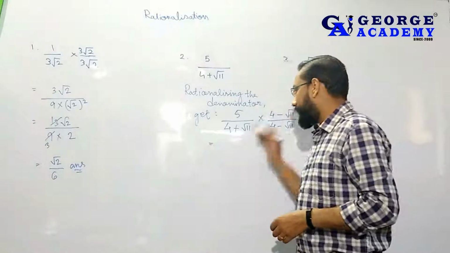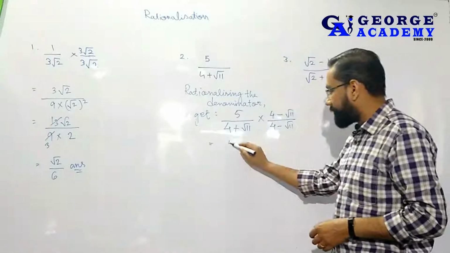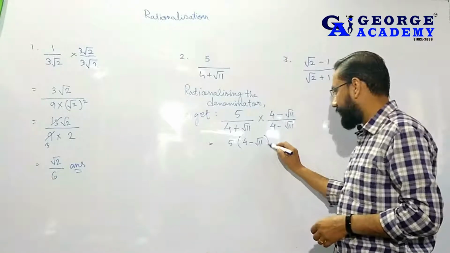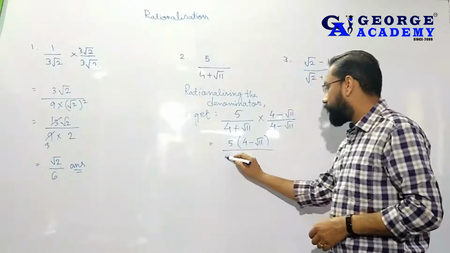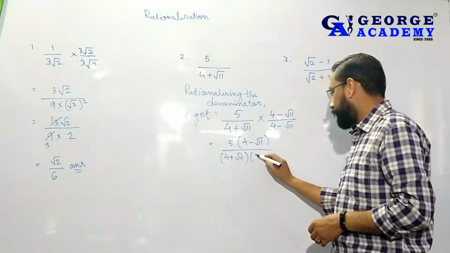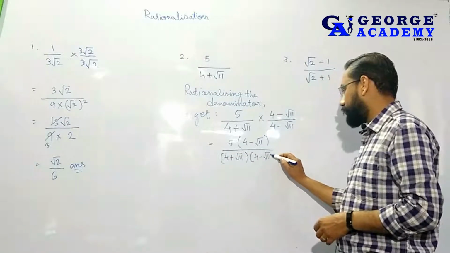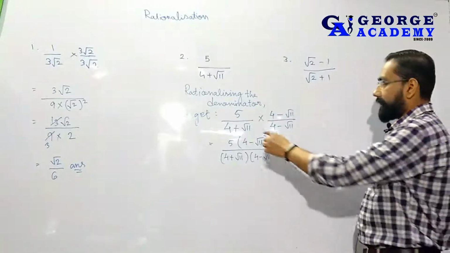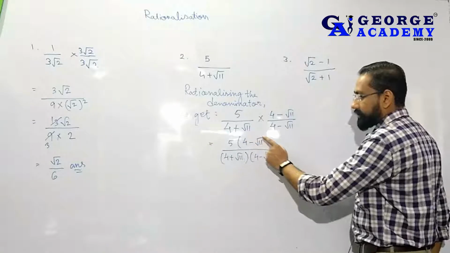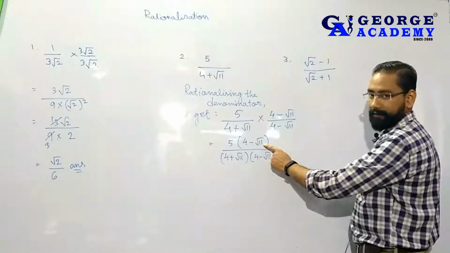So when we are multiplying like this, we are getting 5 into 4 minus root over of 11 by 4 plus root over of 11 into 4 minus root over of 11. 5 is getting multiplied by 4 as well as minus root over of 11.